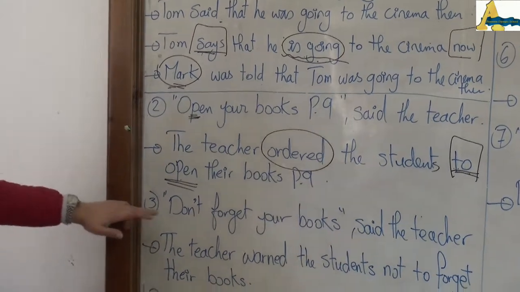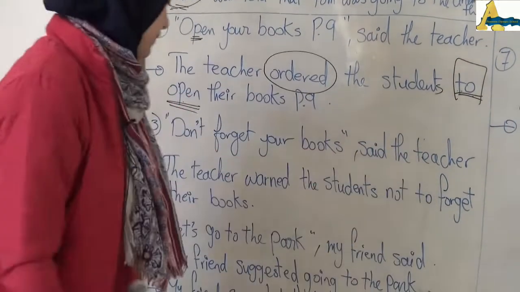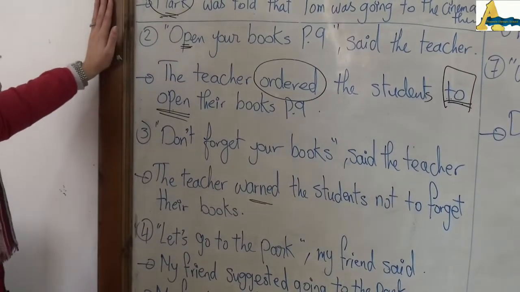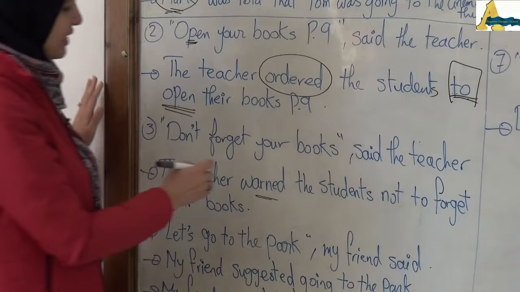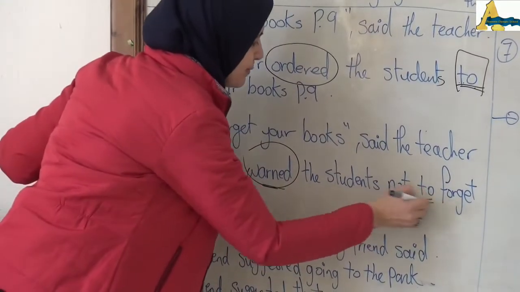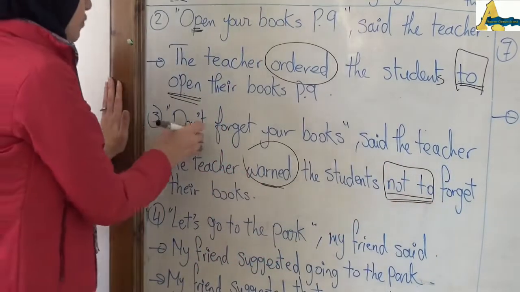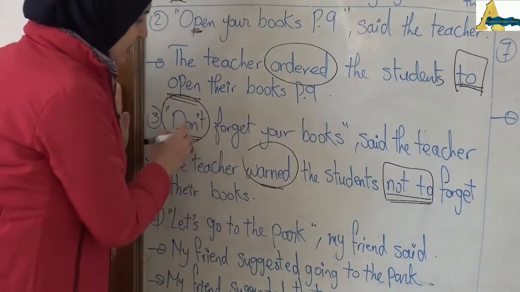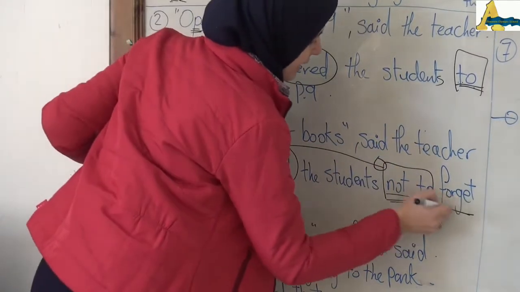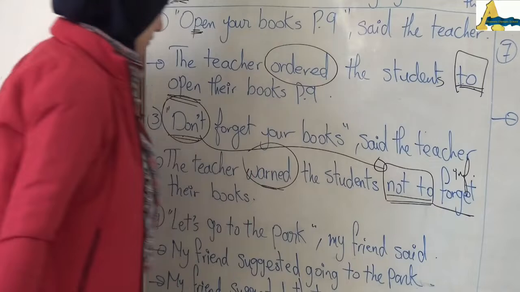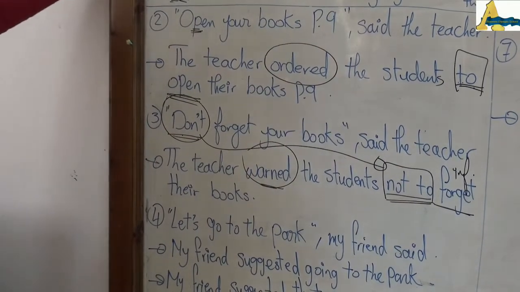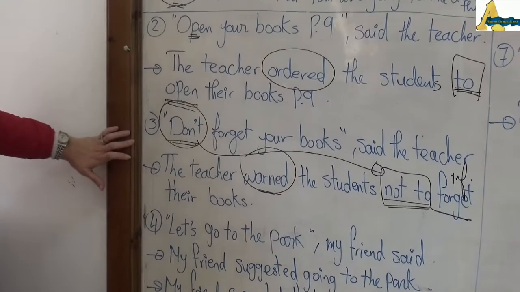In the third example, I said, "Don't forget your books," said the teacher. The teacher warned, because he said, don't forget. So this is a warning, so I use the introductory verb warned. The teacher warned the students not to. I used not to because here it was don't. I used the linker not to, and the not to is followed by the infinitive. Not to forget their books. So this is the statement, this is the order, and this is the negative order.